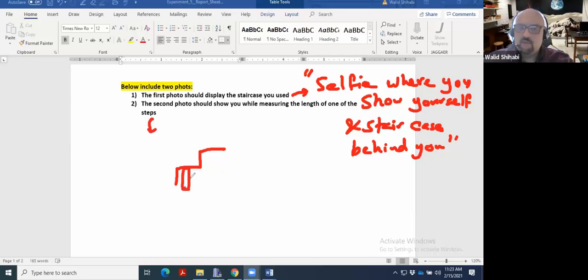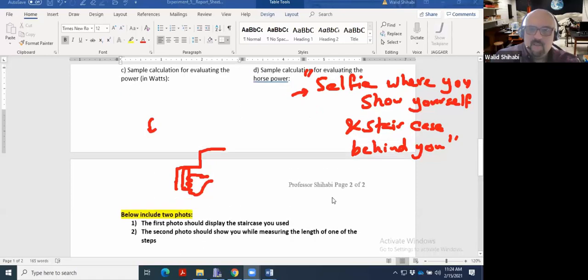You don't have to show yourself. Just show your hand holding the measuring tool, for example, the ruler. Take a picture of your hand while holding the measuring tool, whatever it is, if you're using a ruler, measuring tape, whatever it is. So those are the 2 photos, make sure to include them here, okay?